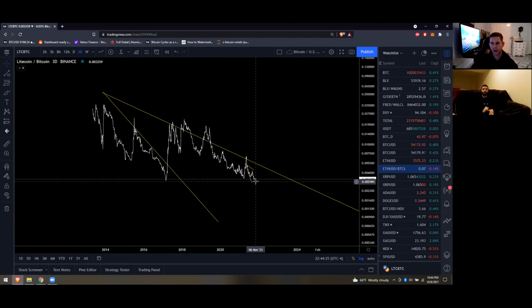But that's what I'm seeing setting up as another warp to light speed and then a very quick crash. That lines up with what you're showing me on the Bitcoin dominance chart. This all lines up. Right. Yeah.